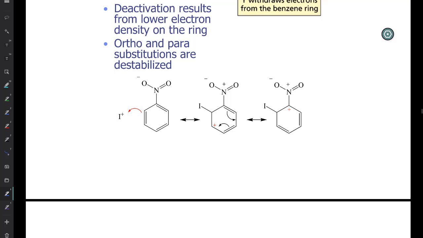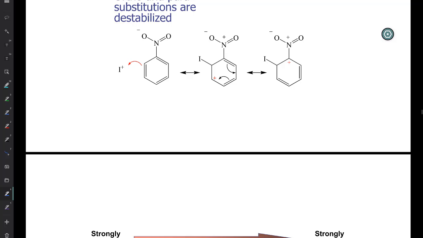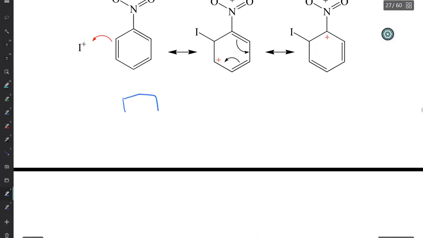Now, if you do it in the meta position, and I'll draw that underneath. If we do the addition in the meta position, like this, zoom in just a little bit, then the positive charge is there. The nitro group is still here. I'm not going to draw the whole thing out. But the positive charge is there. These double bonds haven't shifted. And you'll notice what happens in the resonance structures. It avoids placing the positive charge next to the electron withdrawing group.